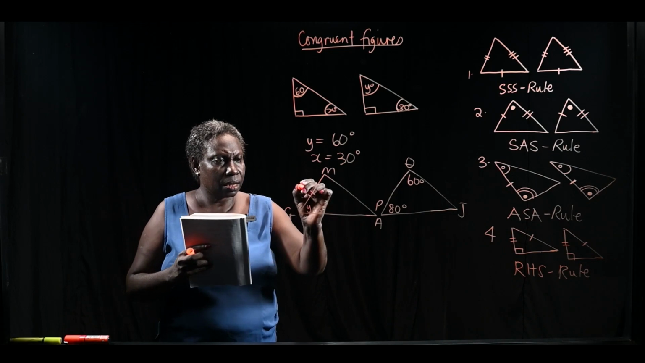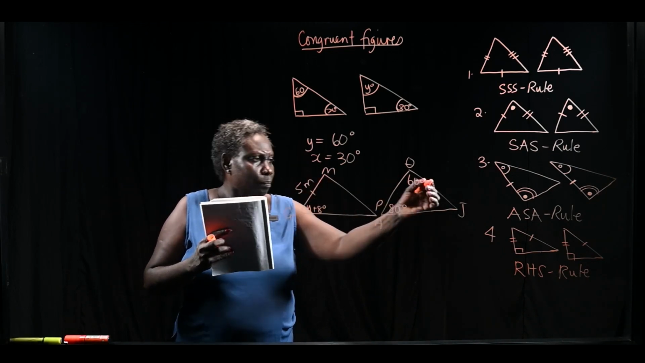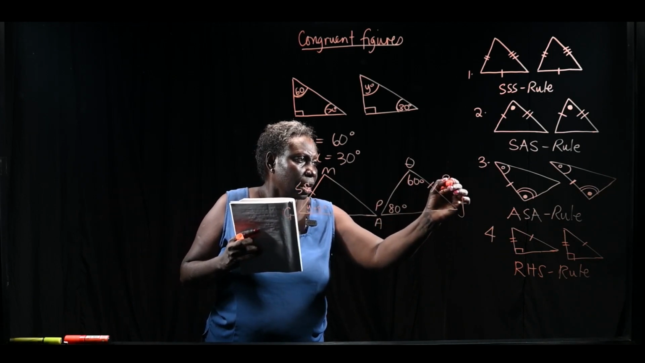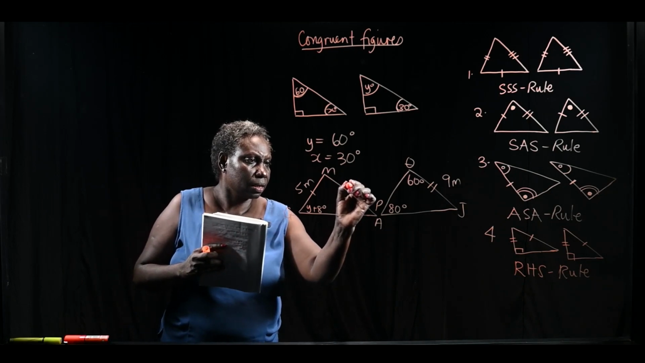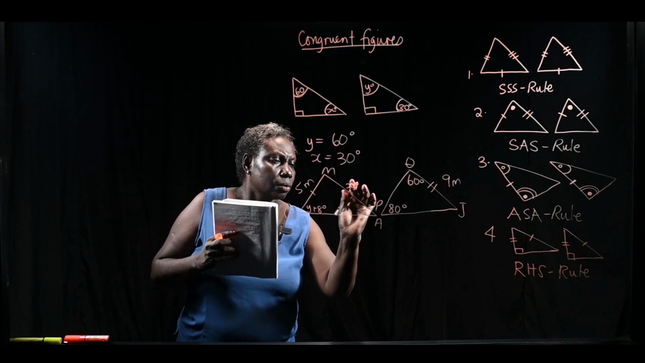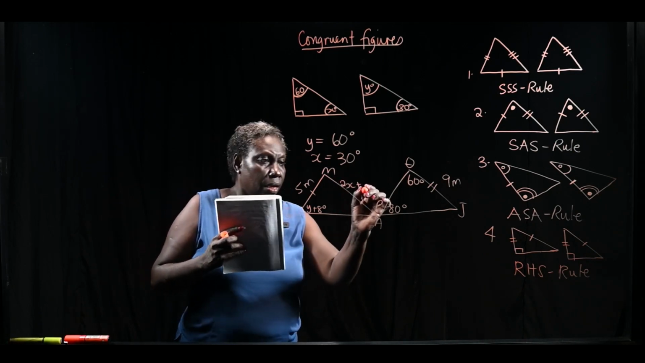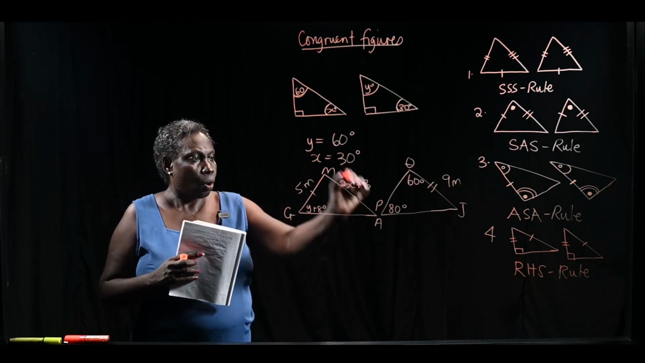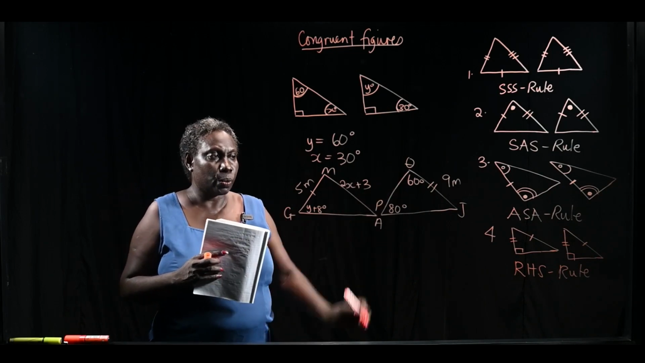This side is 5 meters and this side here is 9 meters. This side is 2x plus 3 meters. Now, we want to find out what the value of x is in these congruent triangles.